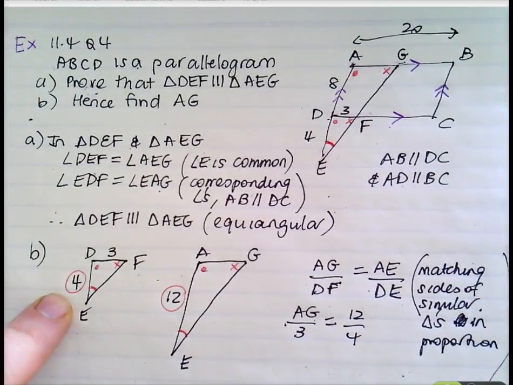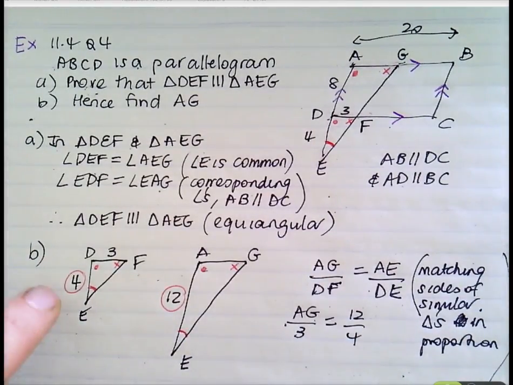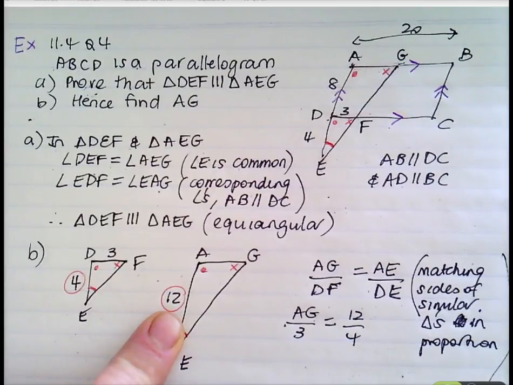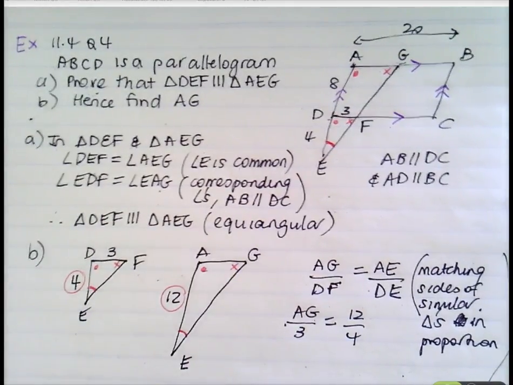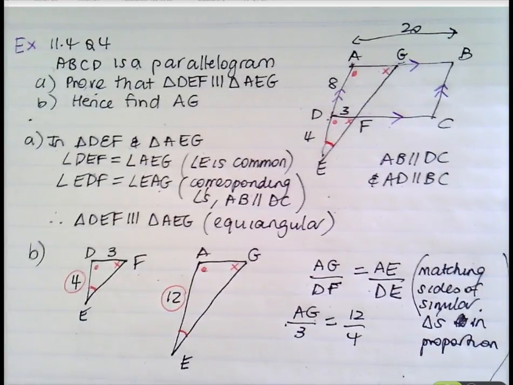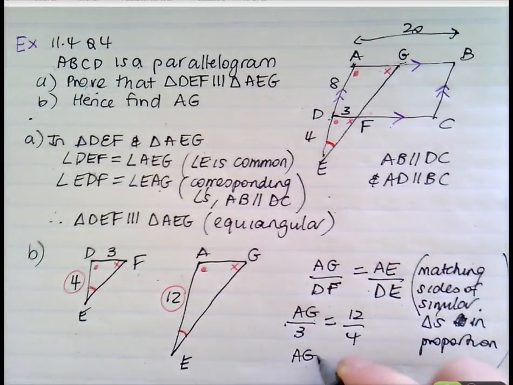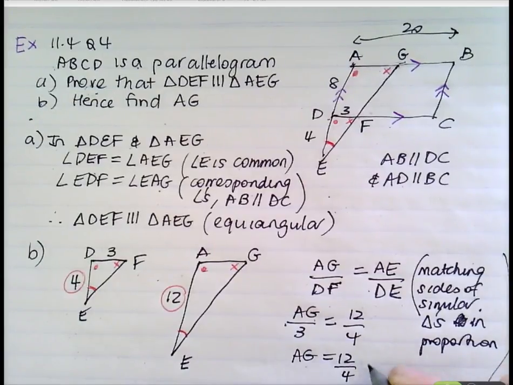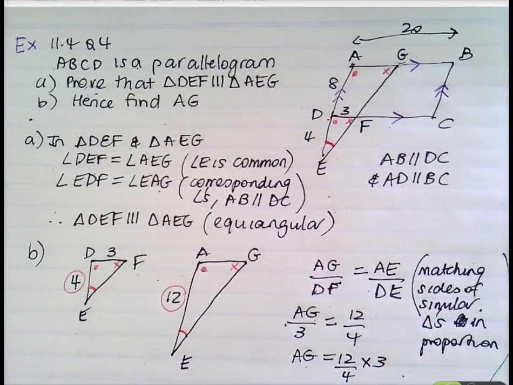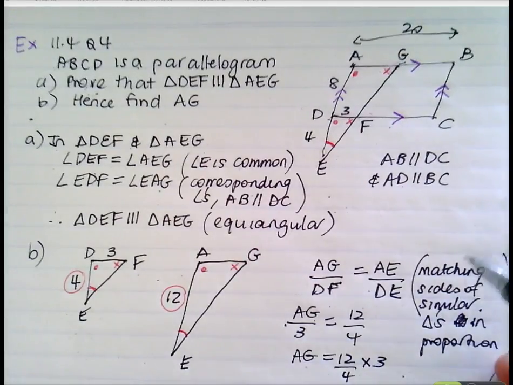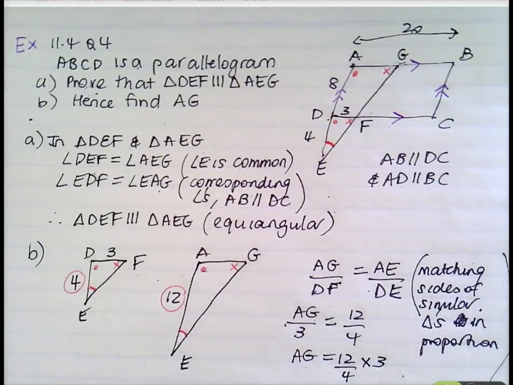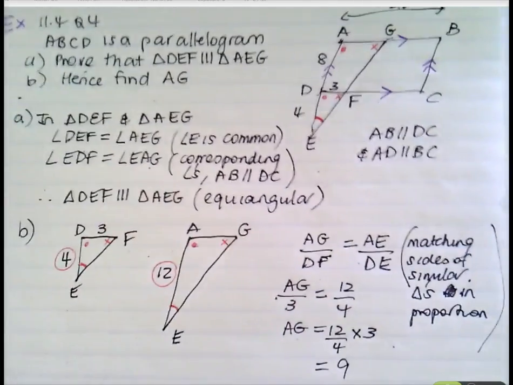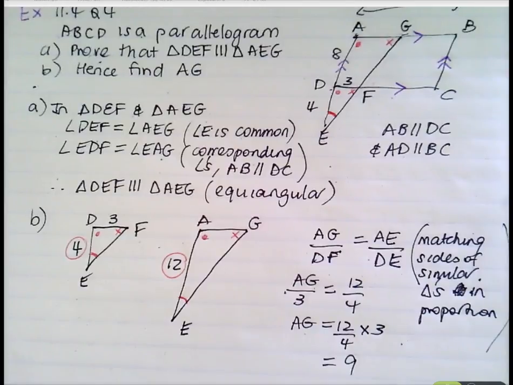Girls, you can see what's happening here. I don't mind if you just go 4 times what is 12? Tell me the answer: 4 times 3. 9. Yeah, so you should get 9. AG is 12 over 4, which happens to be 3, times 3, which is 9. However, if you did say that AG was 9, you'd need to say why. So you really do have to do the ratio. All right, that's question 4.